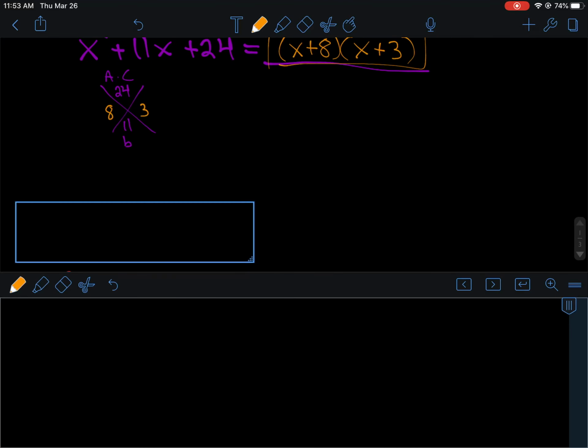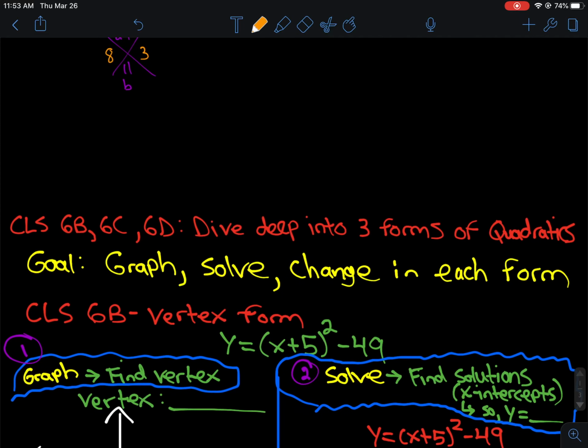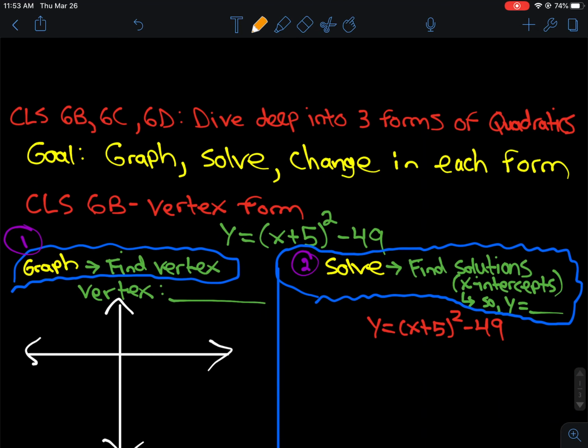So far we've done 6b. Again, pause if you need to, but we're diving deep into the 3 forms of quadratics. That is vertex form, standard form, and factor form. And our goal in each form is to be able to graph, solve, and change in each form. We did vertex form in class. This example here is to remind you what we did. So let's say y equals (x plus 5) squared minus 49.